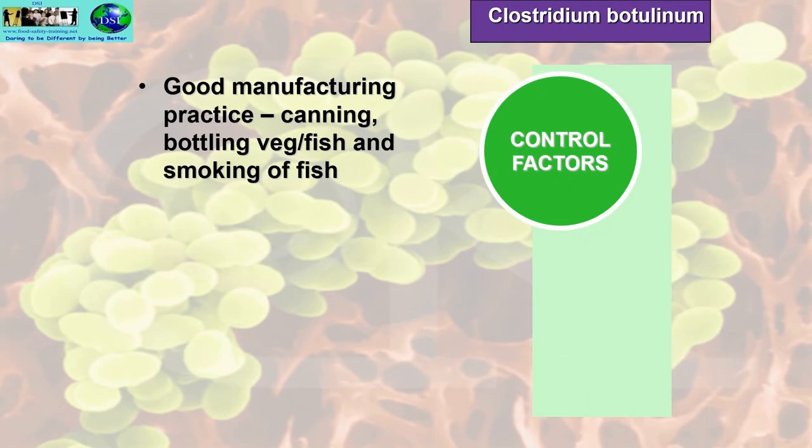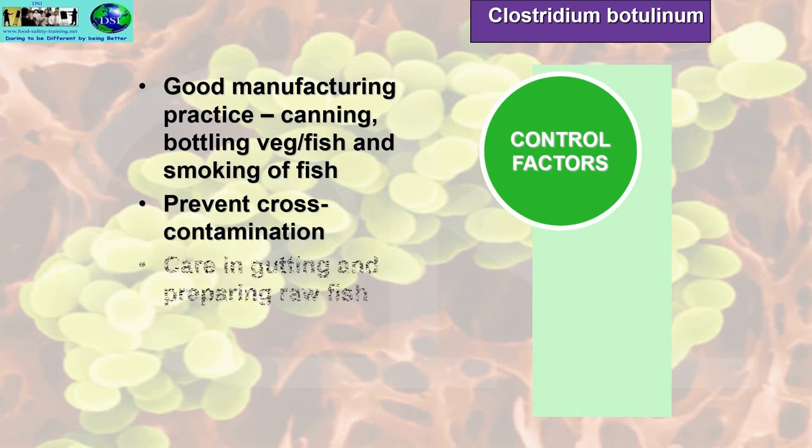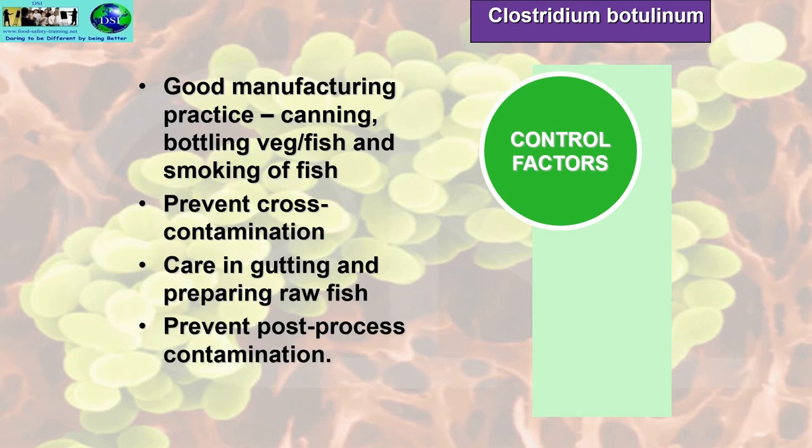Control factors: good manufacturing practice, for example, canning, bottling vegetables and fish, and smoking of fish. Prevent cross-contamination, care in gutting and preparing raw fish, and prevent post-process contamination.